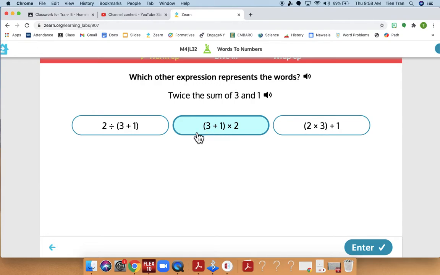Notice that instead of the 2 being in the front, it is in the back, and that works too, because your answer will be the same, right? So it's okay if you put times 2 in the back or in the front. You'll see that sometimes for multiple choice questions, they try to trick you. So make sure that you are double checking.